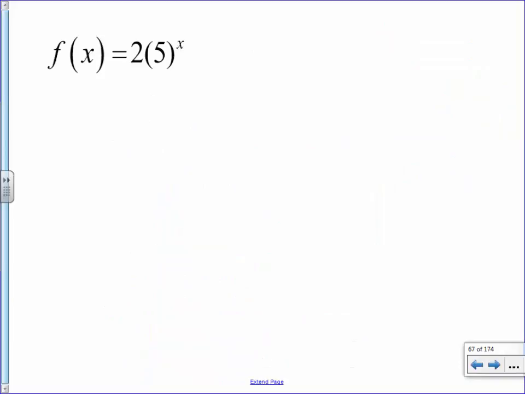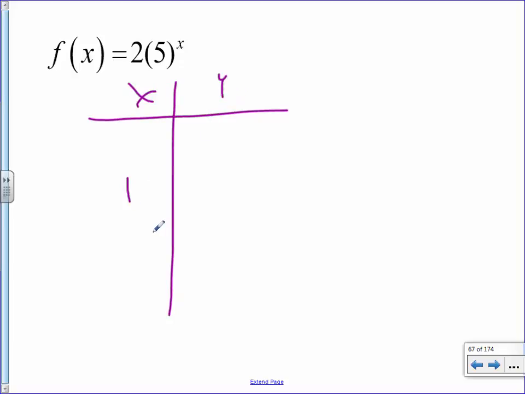Okay, let's try another one here. We're going to do 2, then bracket 5 to the x. What would this look like in a table of values? Well, let's start with a good old 1 for x. It would be 2 times 5, so it'd be 10. Because you're doing 5 once, right?